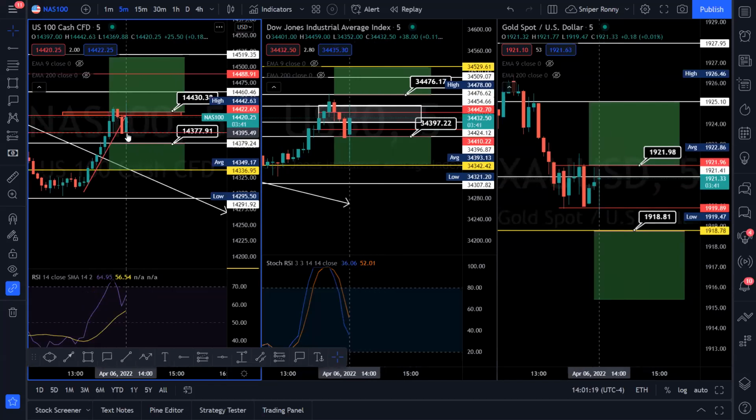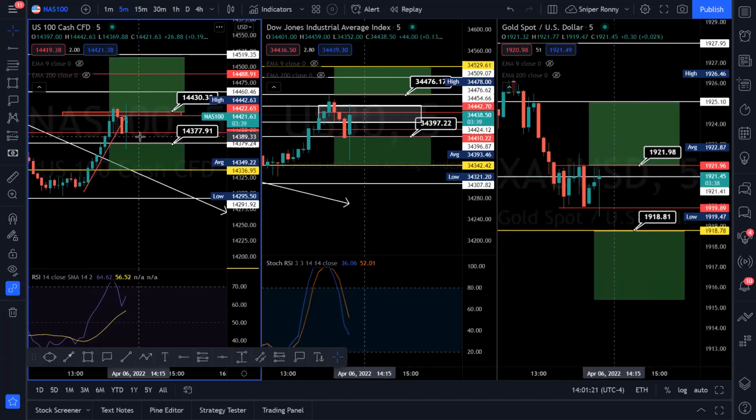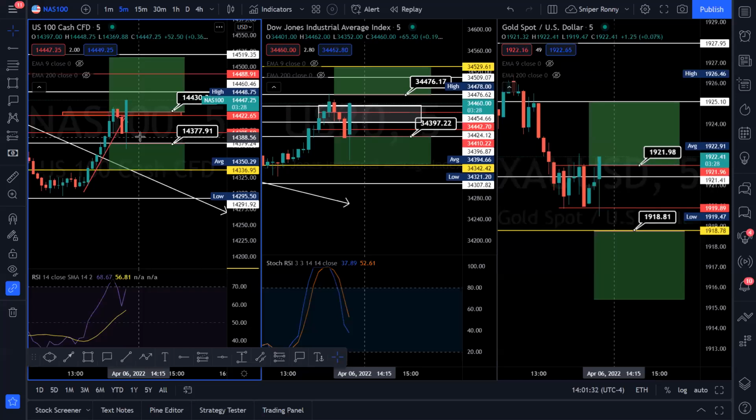I'm still holding my buy. Okay, there we go. I'm already in profit, guys. 20 pips. There we go. Coming up to that hourly, guys. You can secure some profit up there. It's quick. Gold is pushing, guys. Gold is pushing.